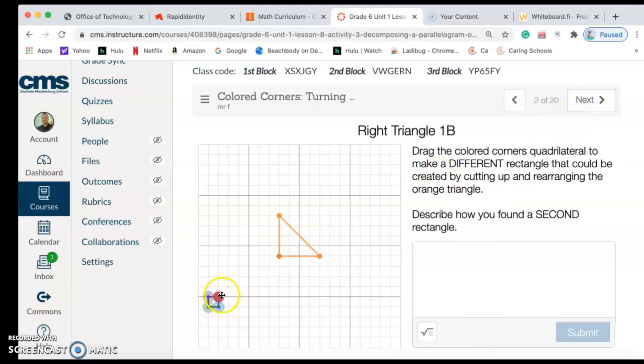This one asks to do the same thing, so there's a bunch of ways. We've already shown 2 ways. So there's method 1 we could have done here. Method 2 we could have done there. Method 3, I could have doubled the triangles and put it there. So this is really the same thing. Describe how you found a second rectangle.